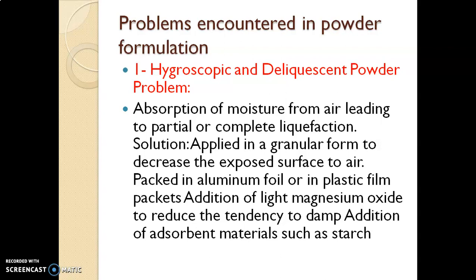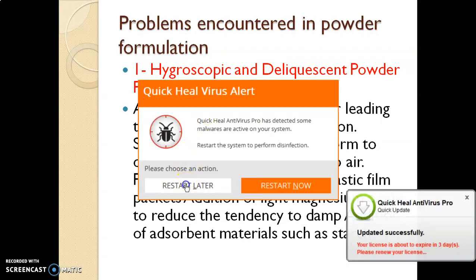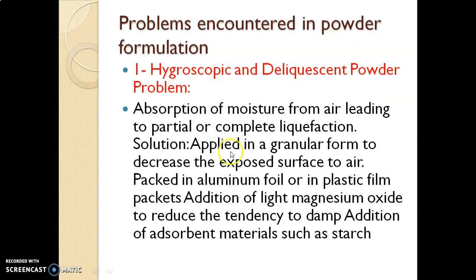They absorb the moisture from the air and undergo partial or complete liquefaction; these are called hygroscopic or deliquescent powders. In that case, what you have to remember is that the solution is to apply it in granular form to decrease the exposed surface to the air. So you prepare granules from the powders and dispense them. Second, you pack it in aluminum or plastic foil with the addition of light magnesium oxide to reduce the formation of damp mass. Or you can add starch as an absorbent material.